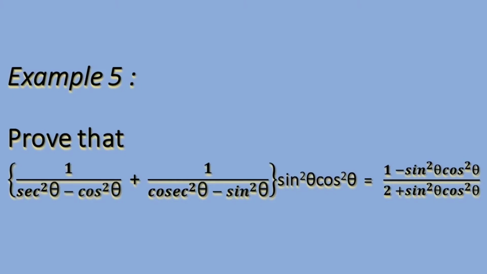Now this example says: prove that 1 by sec square theta minus cos square theta plus 1 by cosec square theta minus sin square theta, whole into sin square theta cos square theta, equals 1 minus sin square theta cos square theta by 2 plus sin square theta cos square theta.